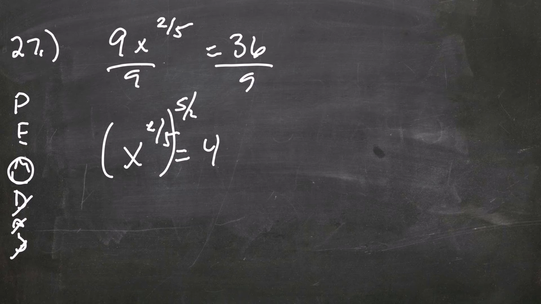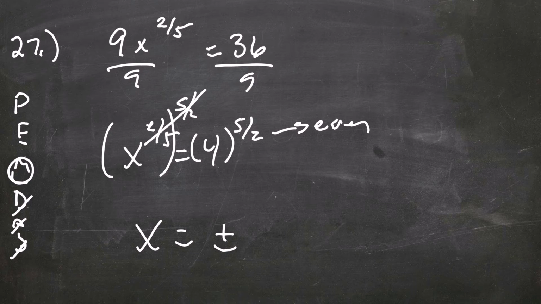Now you can take it both sides to the 5/2. Okay? So those cancel. You end up with x equals, because this is even, you got to put plus or minus there. So when I plug that in, I get 32. So because it's even, it is plus or minus.